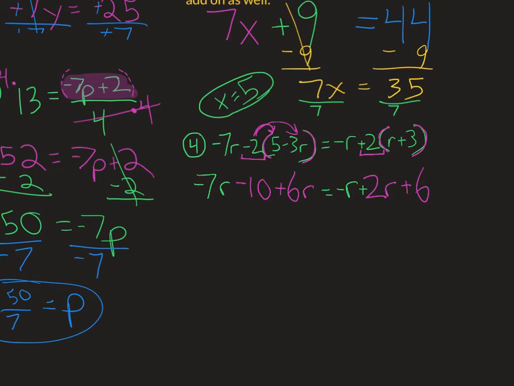And now combine any like terms. There's some r's and r's. -7 and 6 is -1. The 1's invisible, so I'm just going to write -r. Here we have -r plus 2r. Oh, look at that. We have positive r.